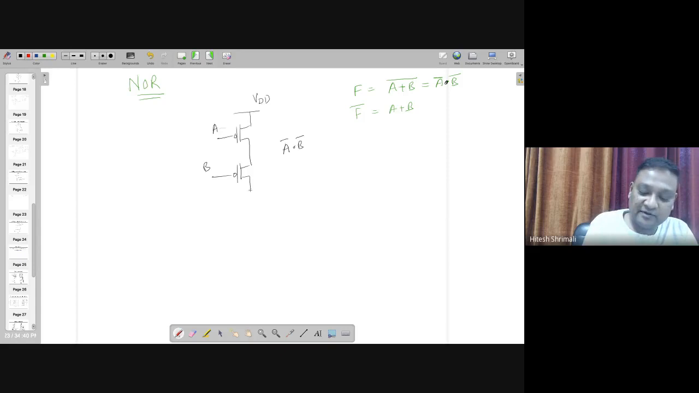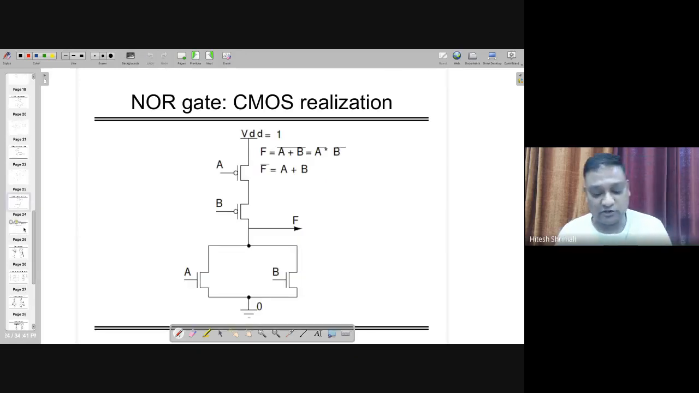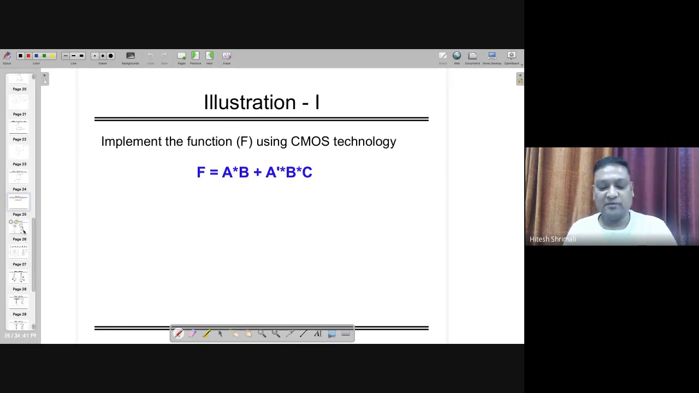If I am interested in the power down network, because of this OR, it's going to have two transistors in parallel whose inputs are A and B, and those are connected to the output, right? So this is what it is for NOR logic also, and we achieved all these gates. You can try more also, but you might have a different function which you have to implement with CMOS technology.